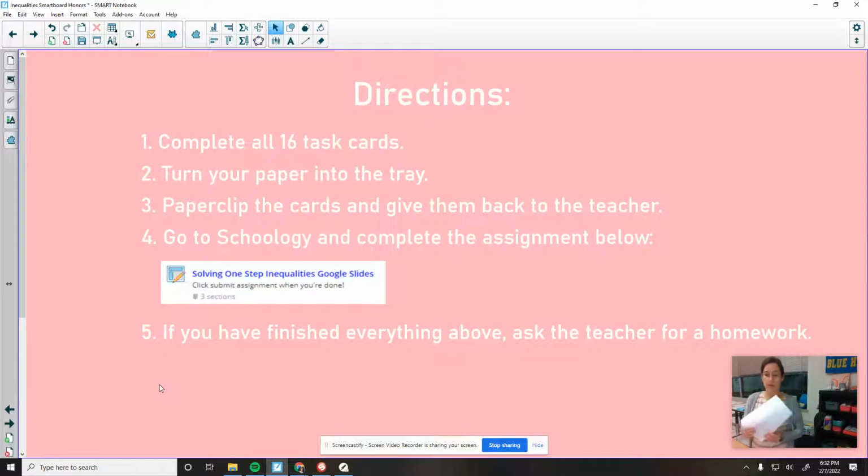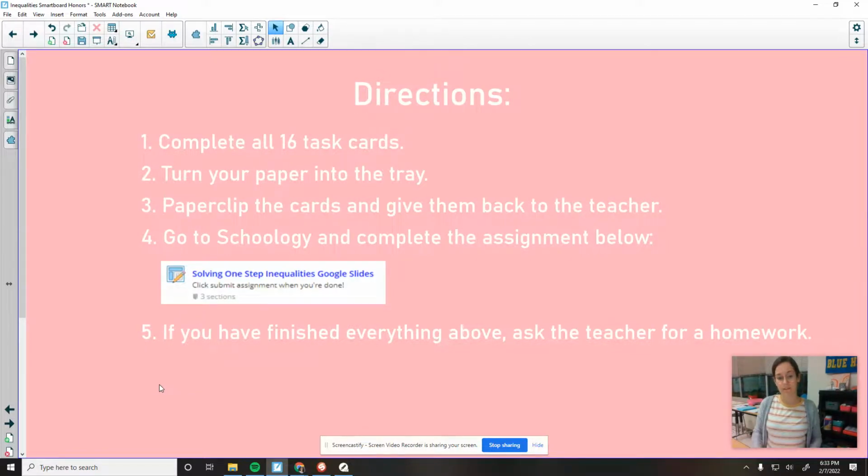Then you're going to turn this paper into the tray. Paper clip the cards, give them back to the teacher. So we have them all organized for the next class. And then take out your Chromebook, go to Schoology, and work on that assignment. It is at the bottom of my Schoology. It's called Solving One-Step Inequalities with Google Slides. It's just 4 slides, kind of like the ones you did last week where you have to match stuff and drag and drop, stuff like that. When you finish, make sure you click Submit, because I will be checking to make sure you did that.